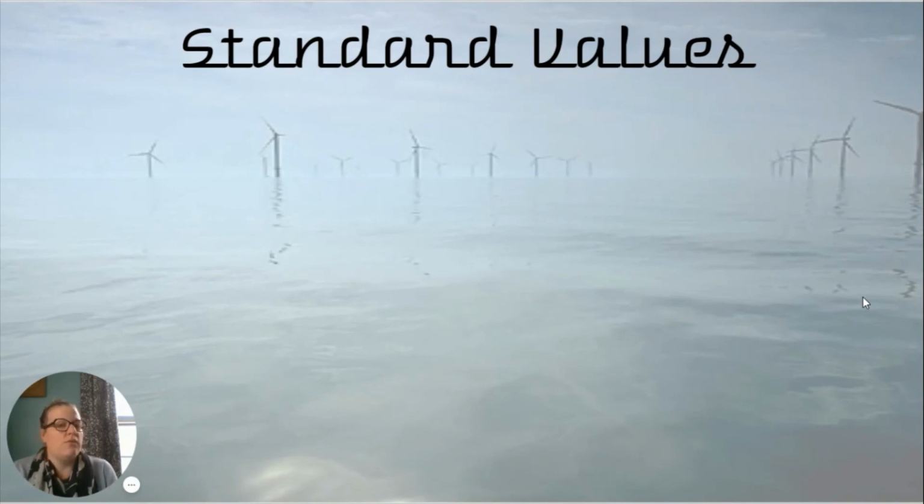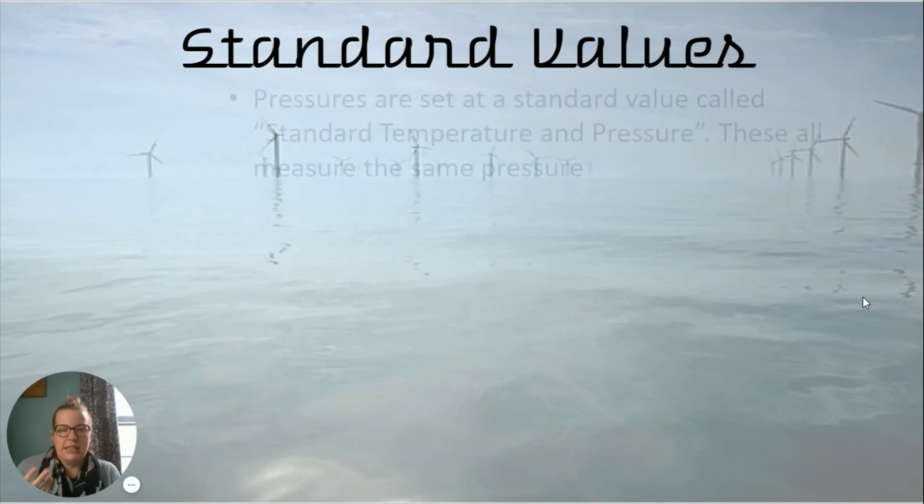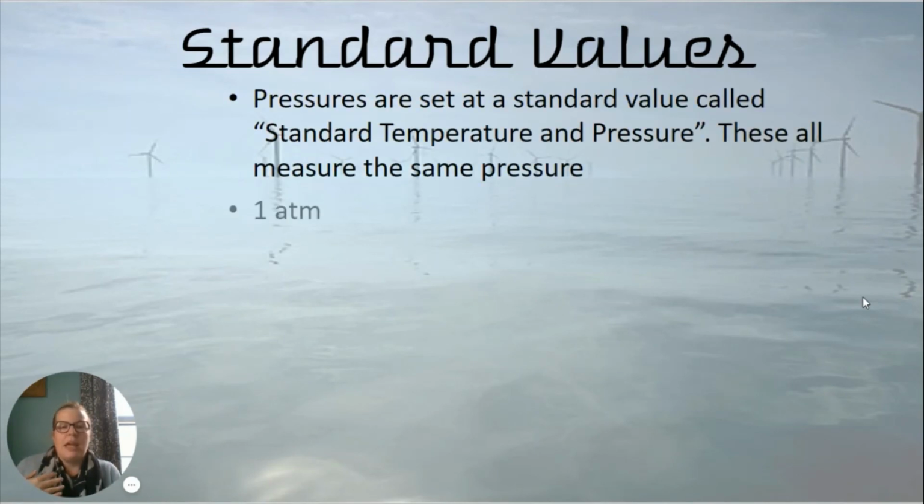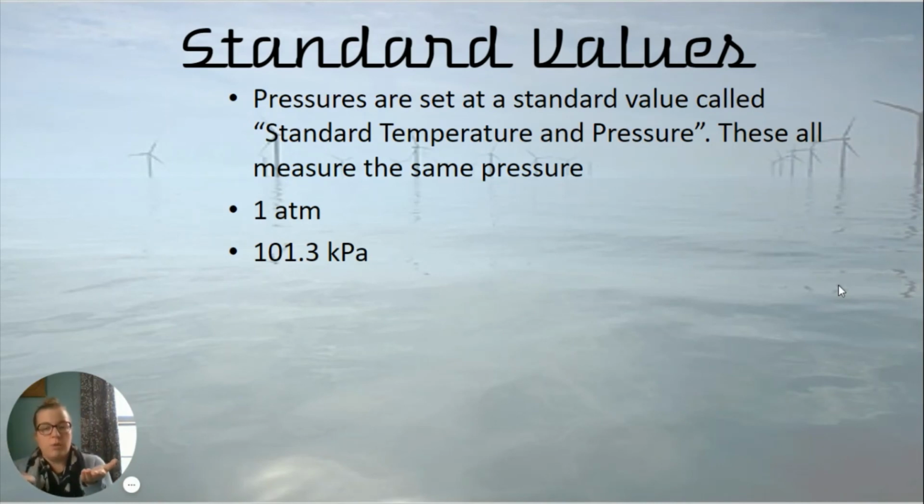Now, standard values are kind of our benchmark values for a normal average day. And they are 1 atm. So if you see the pressure measured at 1 atm, that's considered standard pressure. 101.3 kPa or kilopascals, that is the value for the Pascal unit. These two numbers are the same. So 1 atmosphere is equal to 101.3 kPa. They are the same pressure.